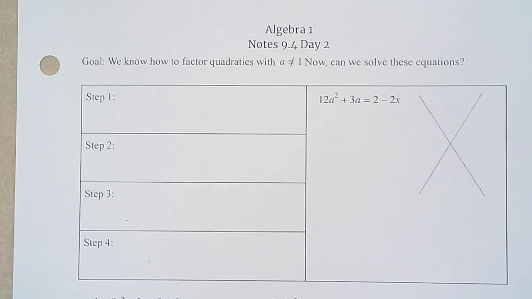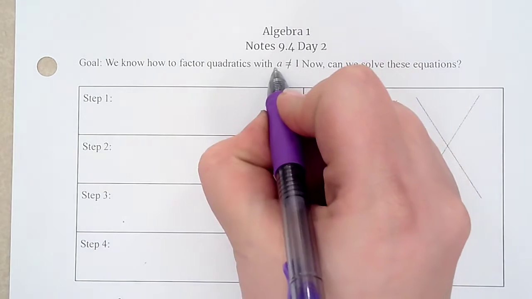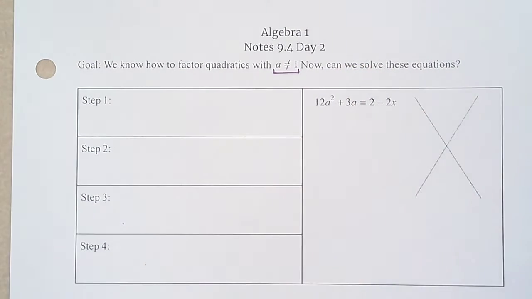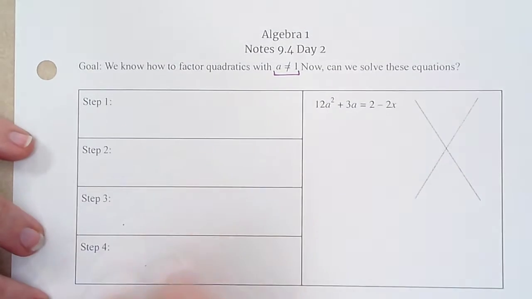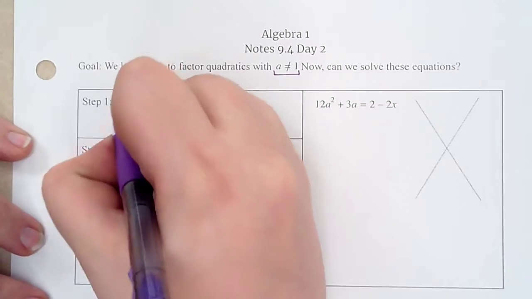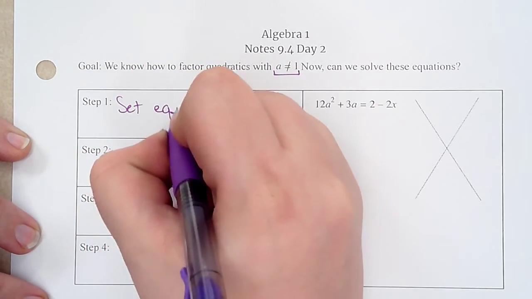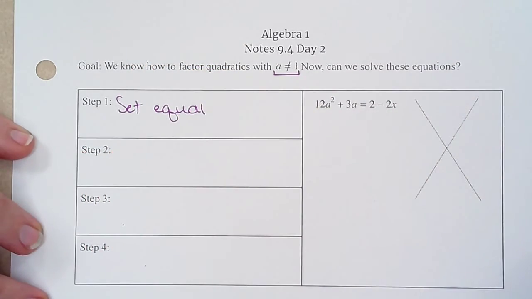So we learned how to factor quadratics with a non-prime leading coefficient. So now can we also solve these equations, aka can we take it one step farther? So the first step remains the same as it was when we were factoring. We still need to set it equal to 0 so that we know we're working with it in standard form.